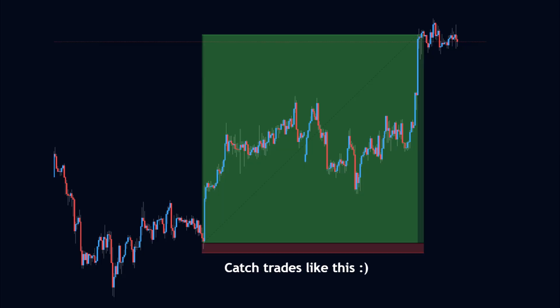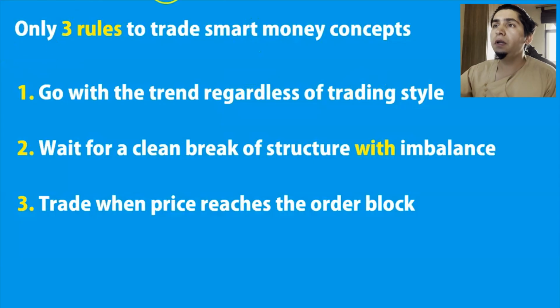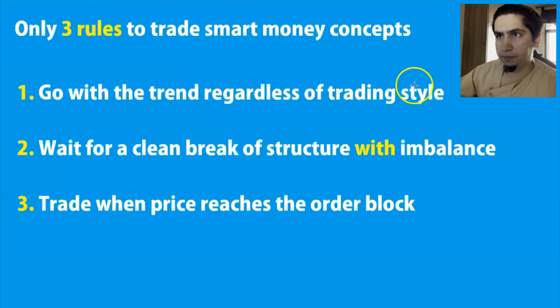So in this video, we're gonna learn about 3 rules that you need to be a smart money trader. So only 3 rules to trade smart money concepts. Number 1, go with the trend regardless of trading style. So this is very important. Always go with the momentum. Don't go against the momentum. That's where you're gonna get burnt.